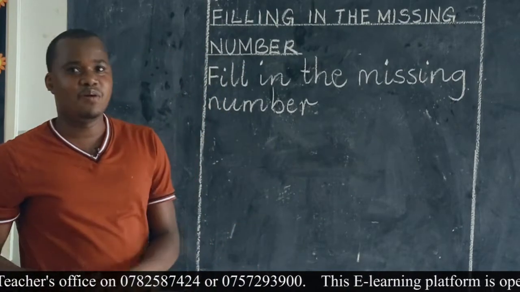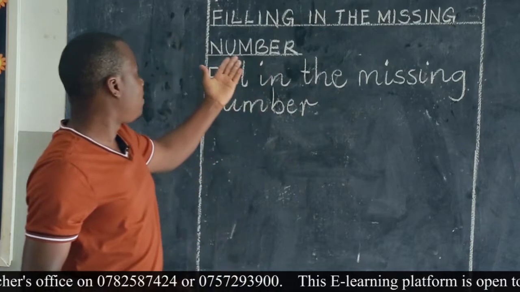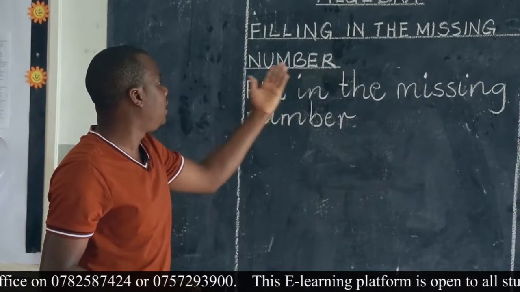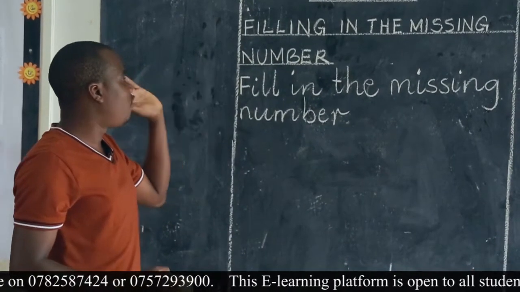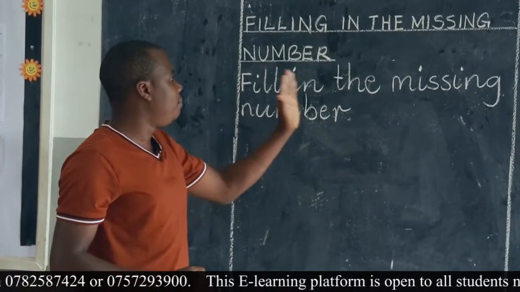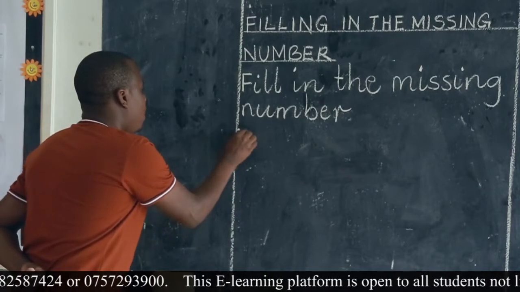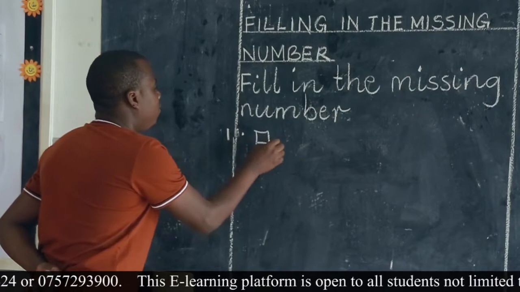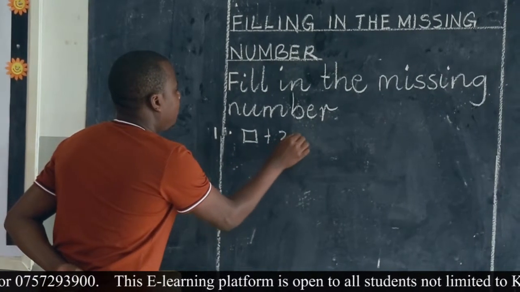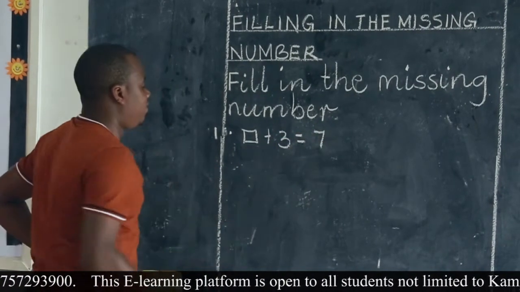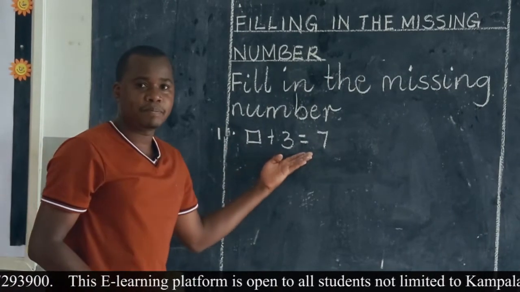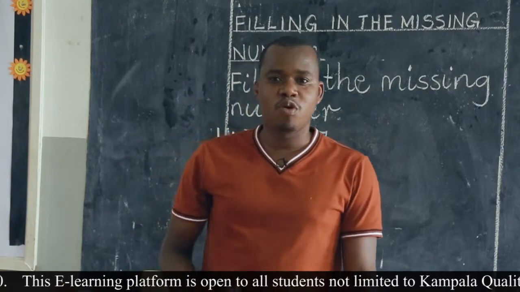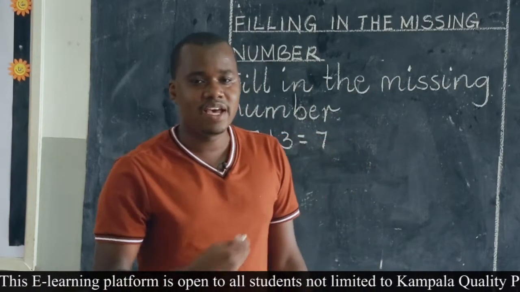Now, this is how we are going to do it. We are going to move like this. Our first lesson is filling in the missing number. And I have question 1. Fill in the missing number. So our first example is here. 1. I have a box plus 3 equals 7. So what do we call this one? This is called an algebraic expression.